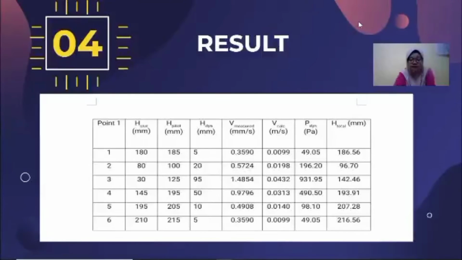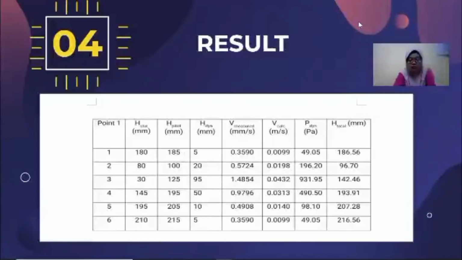49.05 Pascal. For total head, we use the formula h_s plus velocity measured squared over 2g. We substitute h_s, which is 180 times 10 to the power of negative 3, plus measured velocity 0.2590 squared over 2g, which is 2 times 9.81, and we get the answer 186.05 millimeter.